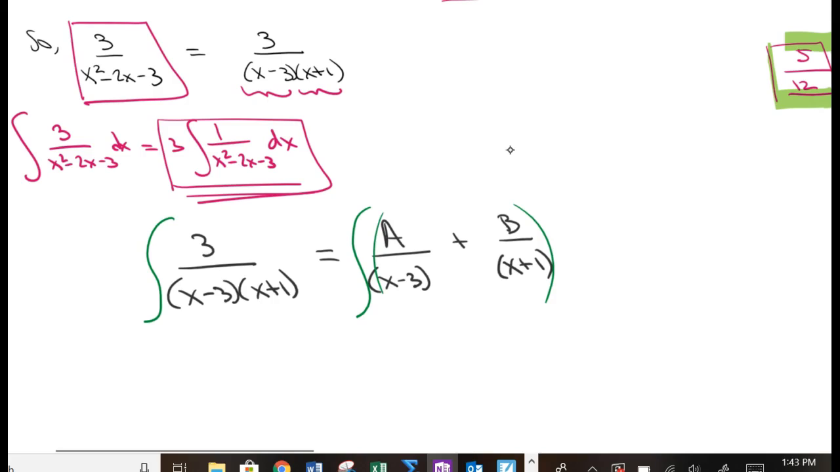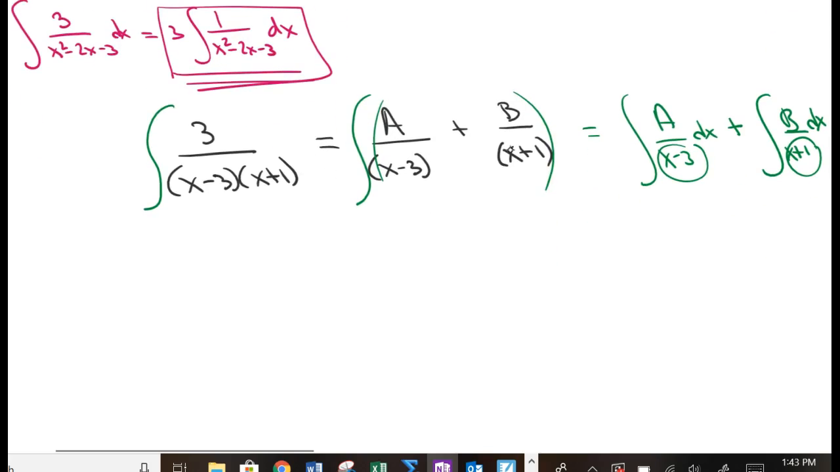Because if I integrate the right-hand side, I can think of this as the integral of A over x minus 3 dx plus the integral of B over x plus 1 dx. And of course here, if A and B are in fact constants, hopefully you all see that a simple u-sub gets the job done very well. But again, we keep getting off track. So here's what I'm going to do. I'm going to go over here and say, 3 over x minus 3 times x plus 1 is equal to A over x minus 3 plus B over x plus 1. We need to now solve for A and B.